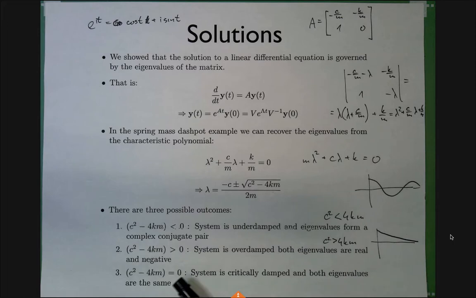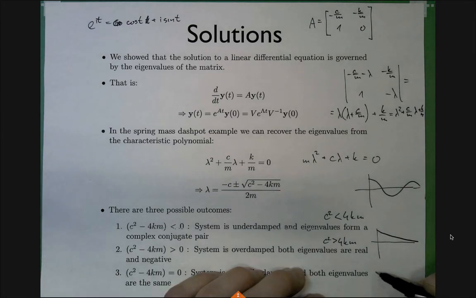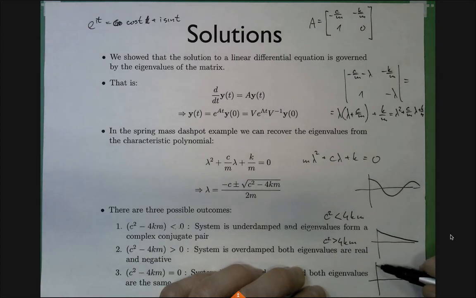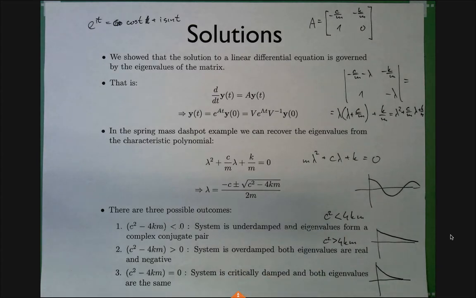In the interesting corner case, when this is exactly equal, we have two eigenvalues which are exactly the same, okay? And this is called a critically damped system. What that means is that the system goes as quickly as possible to the rest state without overshooting. So no oscillations, but it gets to the rest state as quickly as possible. That's the critical damping.